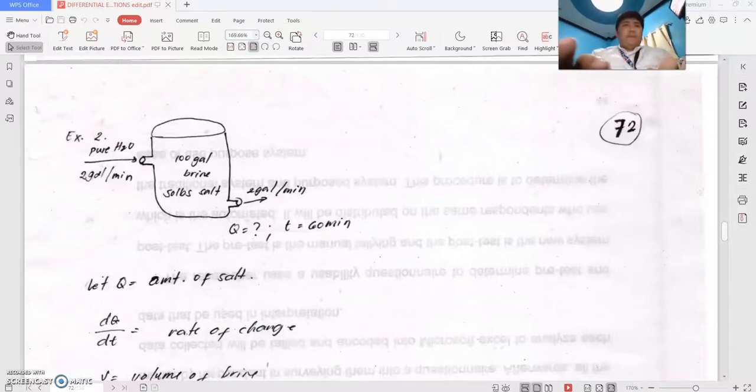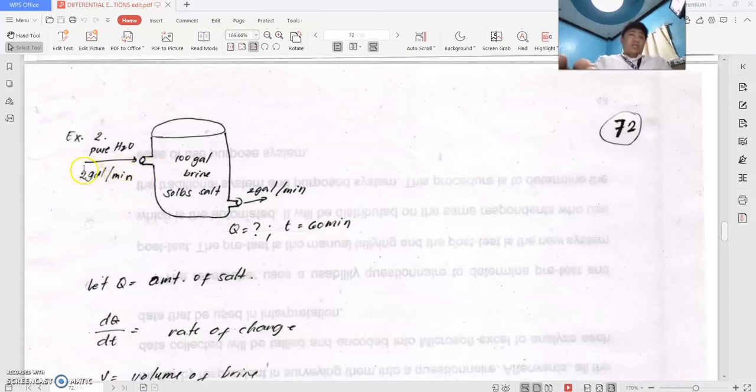Okay. So we have another problem here. I didn't write the problem since the difference is just the amount, what is the inlet, kung unsa ang gitake sa inlet. So ganiha, it takes a brine solution which is 2 pounds per gallon, while the rate of the volume that enters is 3 gallons per minute.